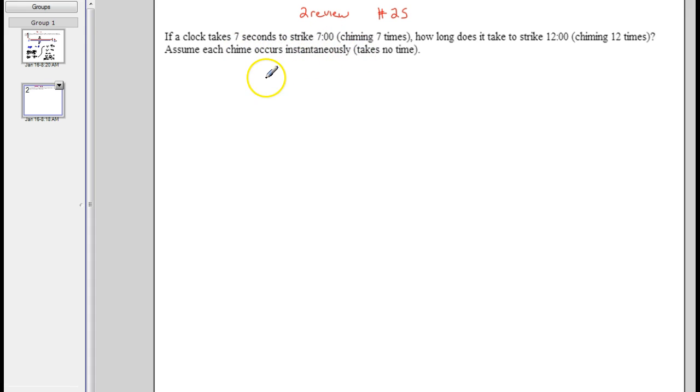So the easiest way to do this, in my opinion, is what I call the stars and bars method. A star represents a chime, okay, and a bar represents the gap between the chimes. So if a clock strikes 7, it strikes for the first chime, then there's a gap, and then there's the second, third, all the way up to 7 strikes. Now, if you count, there's 7 chimes, but there's 1, 2, 3, 4, 5, 6 gaps. And because the chiming takes no time, that means 6 gaps takes 7 seconds.